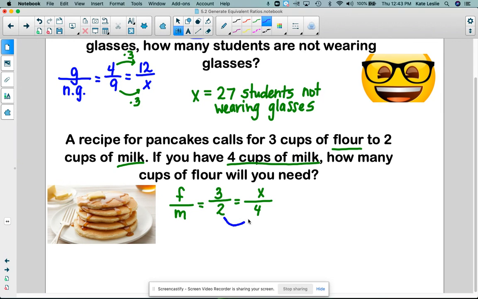I know that 2 times 2, I apologize, gives me 4. So I know that 3 times 2 is going to give me 6. So this means that you will need 6 cups of flour.